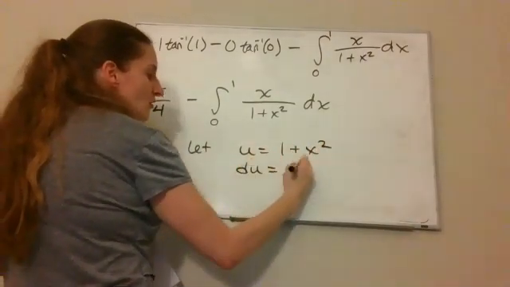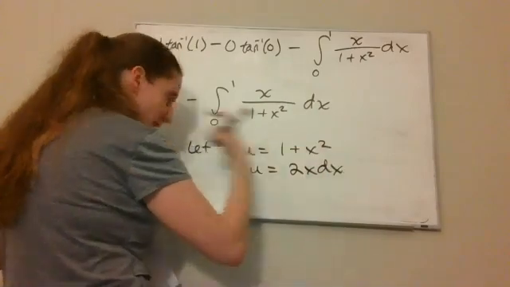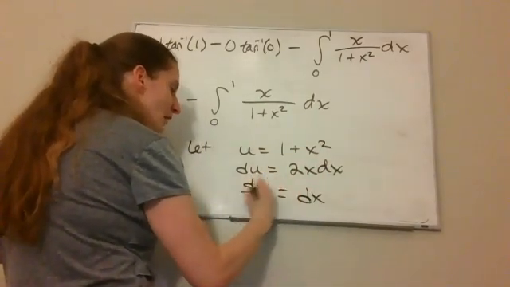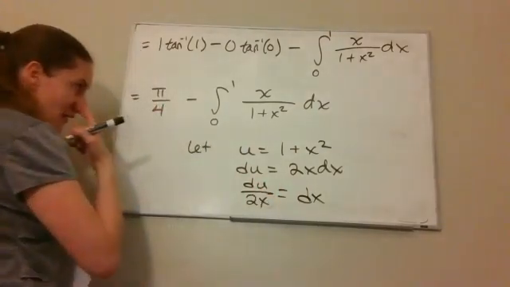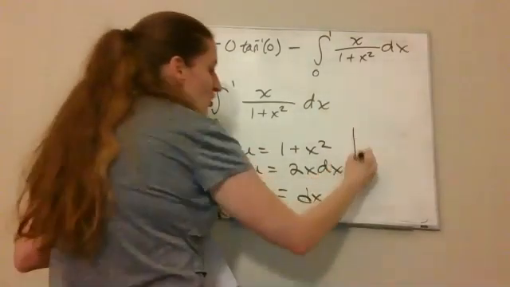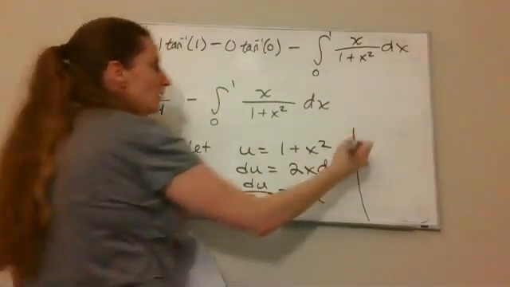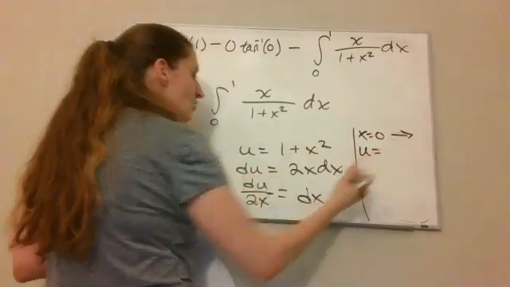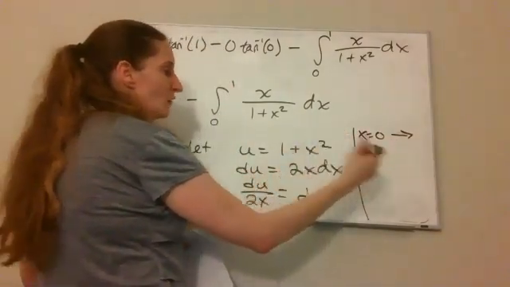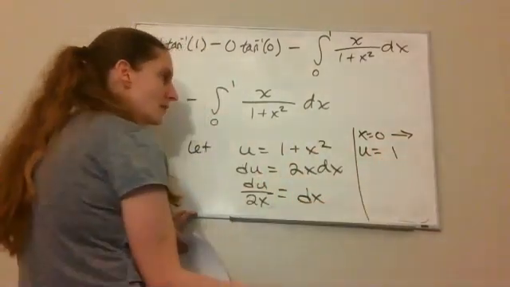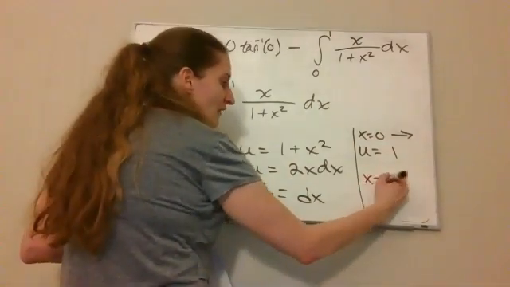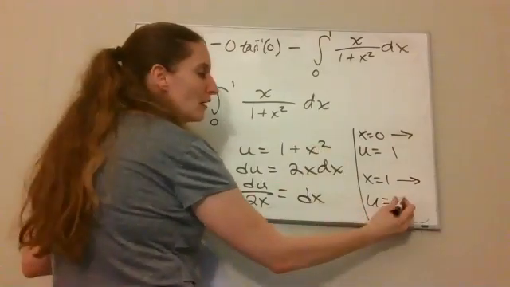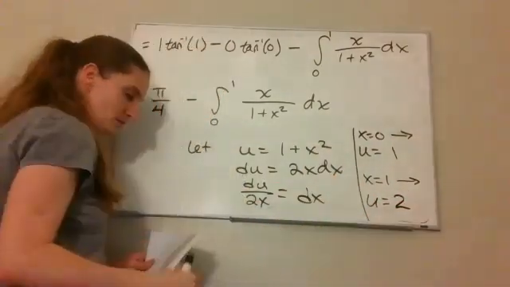That means du will be 2x dx, which means that dx is du divided by 2x. And then I'm also going to change my bounds of integration. When x is 0, that means that my u is equal to 1 plus 0 squared, which is 1. And when x is 1, my u is 1 plus 1 squared, so that's 2.